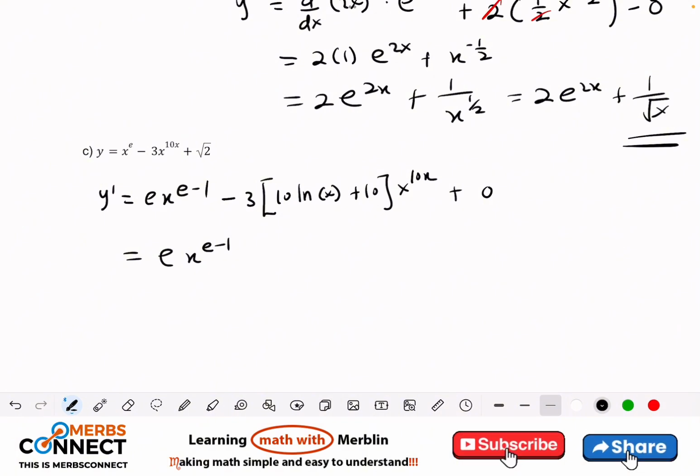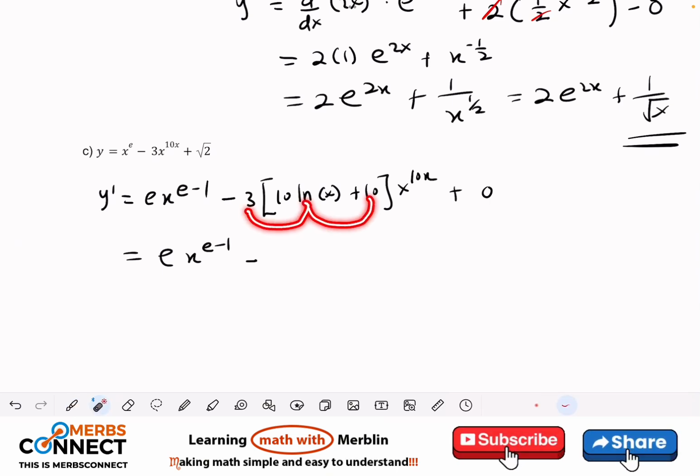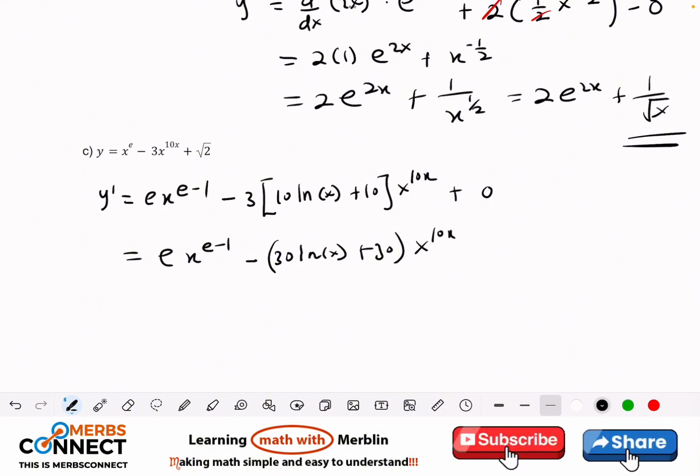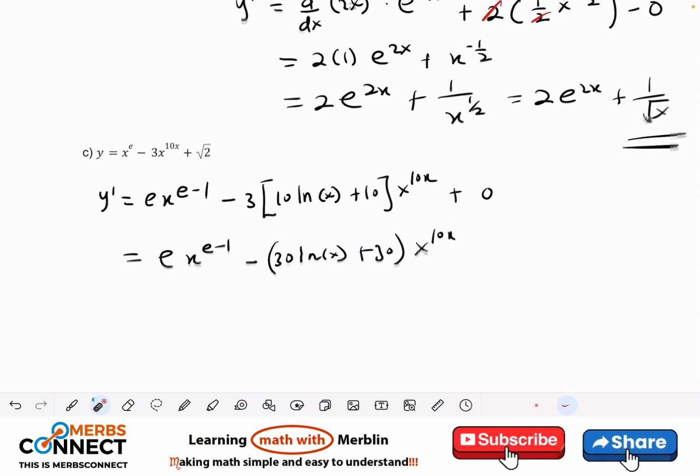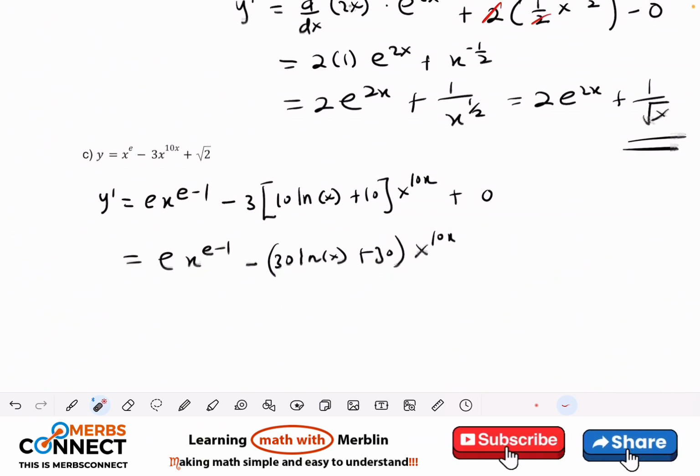Then when I multiply 2 by 3, I'm going to have minus. So I'm going to multiply this by this and this. So I'm going to have minus. So let me leave the minus out. I'm going to have 30 ln x plus 30 times x to the power 10x. So this will be the final result for differentiating this. Good. So that's what you're going to get from this.